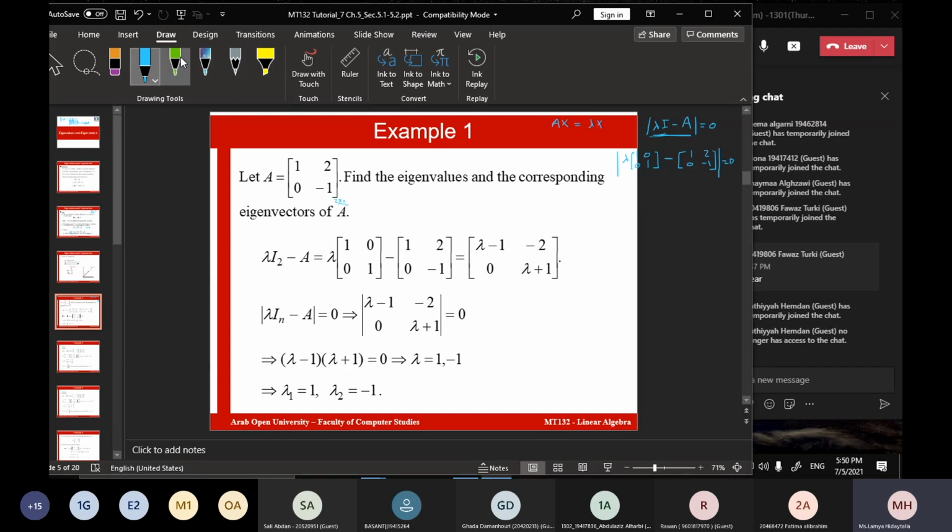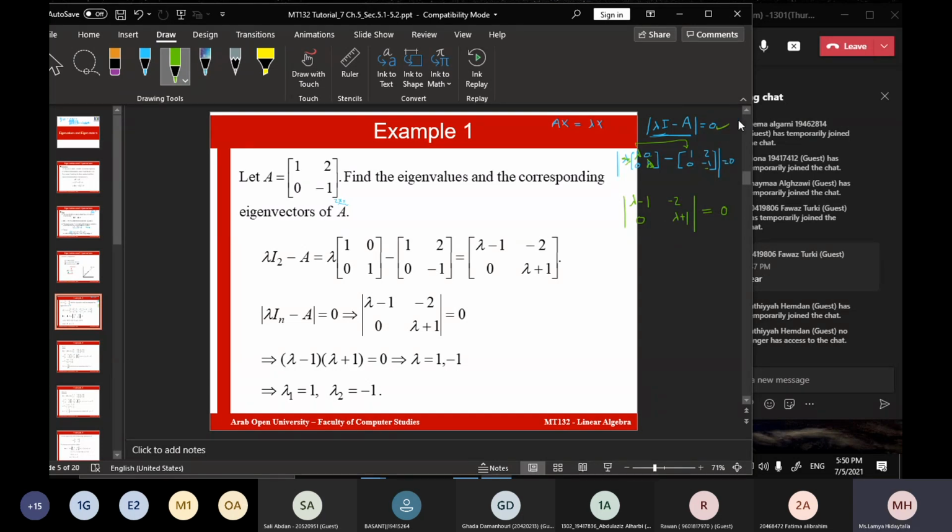When you multiply lambda here, this is going to be lambda and this is lambda here, because lambda times 0 is zero. Now you do the subtraction. How do you subtract matrices? Each element minus the corresponding one. So it is lambda minus 1, and then 0 minus 2, which is minus 2, and then 0 minus 0, which is 0, and then lambda minus minus 1, that is lambda plus 1. Then we need to find the determinant of this, and its value should equal zero.